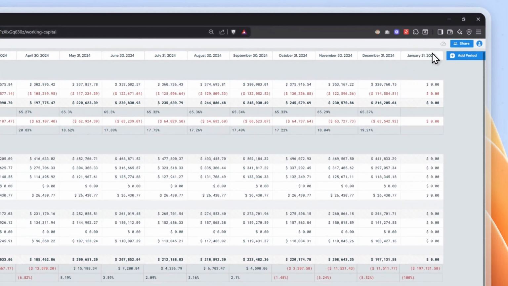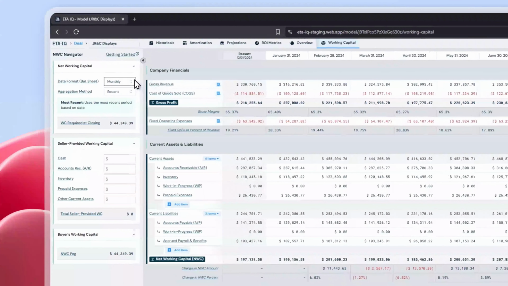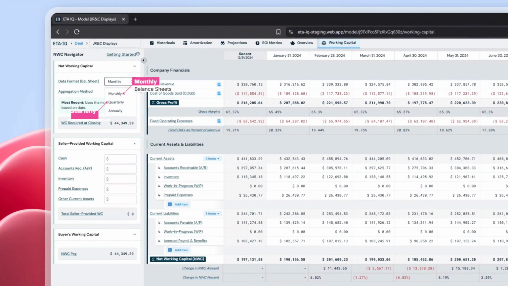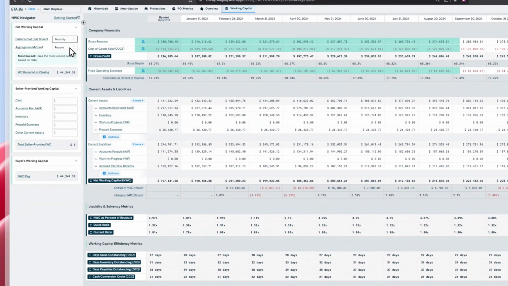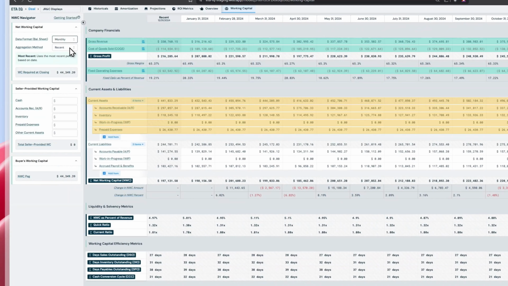To add an additional period, simply click this button and assign the date. Based on the time period of the balance sheets you're entering, monthly, quarterly, or annual, you'll label that here in this drop-down menu. The main inputs for this tab are the company financials, which come from the P&L or income statement, and the current assets and current liabilities, which are items that come from the balance sheet.